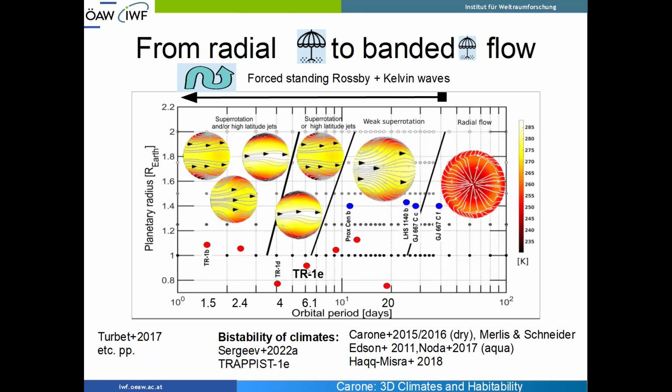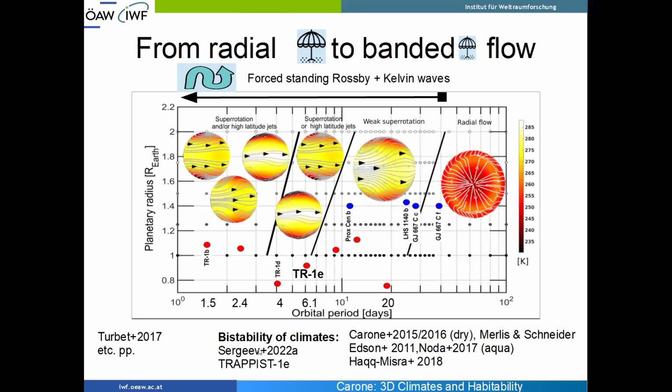So TRAPPIST-1e actually has a relatively short orbital period of 6 days. And me and other people have pointed out that with such short orbital periods, you get not only the cloud machine but also wind shear, and it can be less or more strong. And that means, again, we have a bistability of climates. So you can very quickly, with very tiny changes, go from one climate to the other. And one is better for the cloud machine and one is less good.